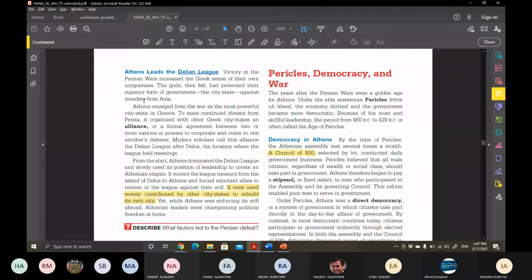Wait, who defeated who? The Peloponnesian League, Sparta. Sparta defeated Athens.